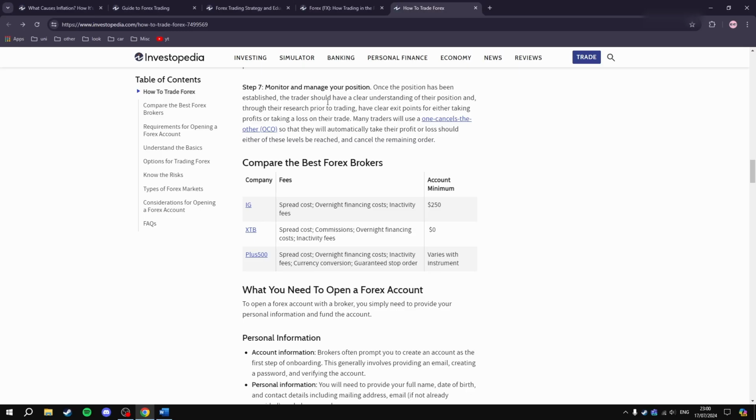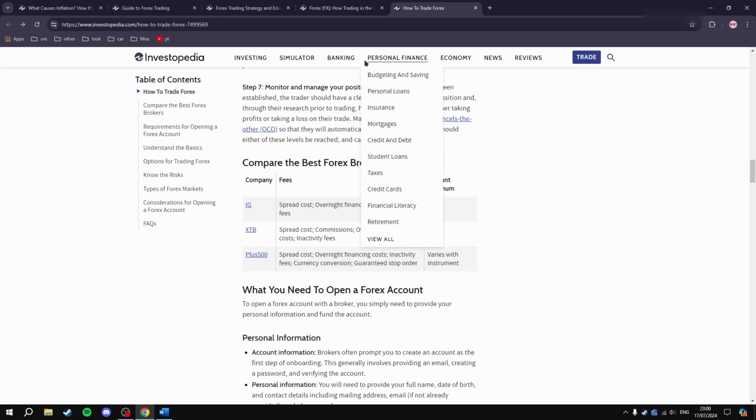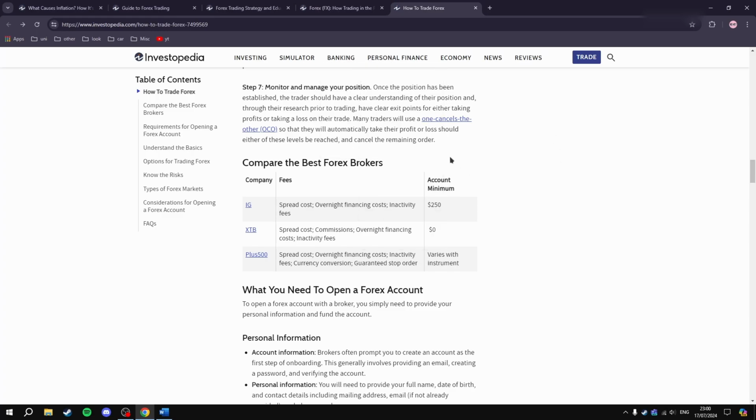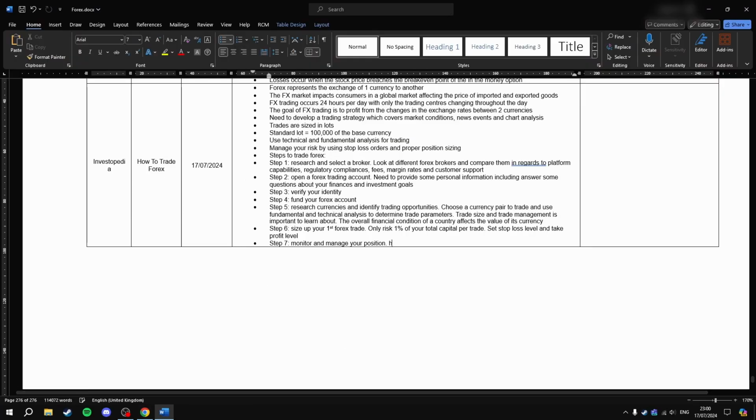The trader should have a clear understanding of their position and, through their research prior to trading, you should have your stop loss and take profit orders. You should know where they are. You should know what they are before entering the trade, basically. Have clear exit points before entering the trade.